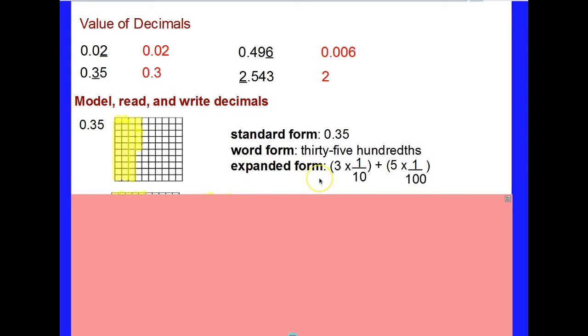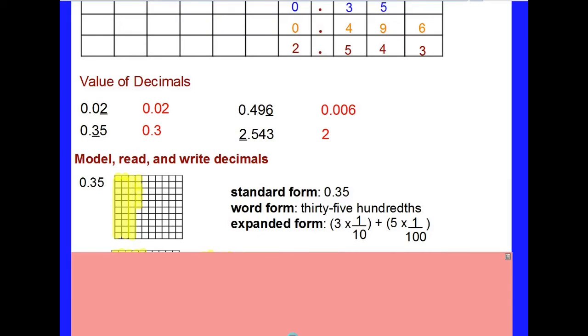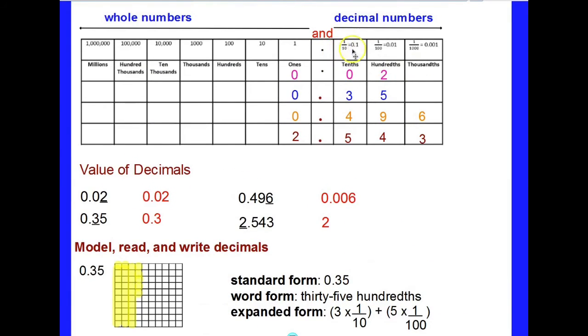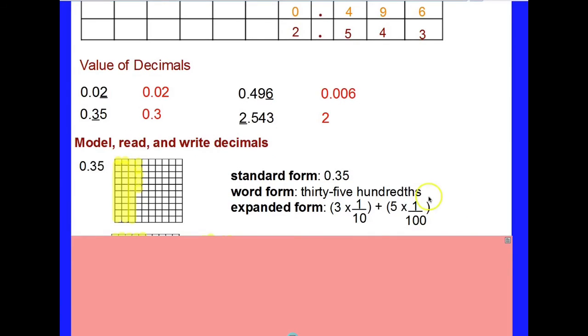And in expanded form, I would need to go back and show those fractional parts. Since the 3 is in the tenths place, I would multiply it by 1/10, and that is represented in my place value chart here, 1/10. So I'll multiply the 3 times the 1/10. Since the 5 is in the hundredths place, I would multiply 5 times 1/100th, which is shown here. So this is what my expanded form would look like.